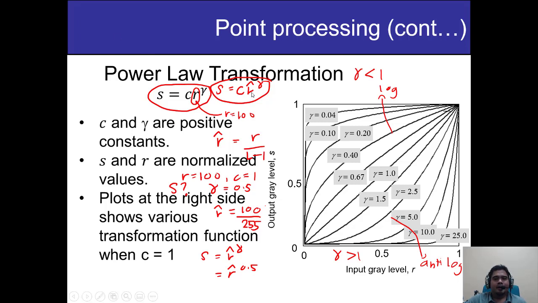The R there is not the direct R, it is a normalized R, meaning that the R is divided by the maximum value of that intensity value. If you talk about 8 bit per pixel, the maximum value you can have, which is the white, is 255. So the R must be divided by 255.